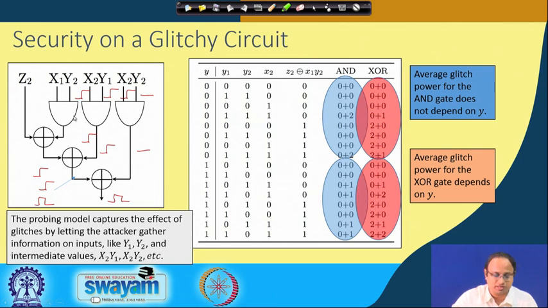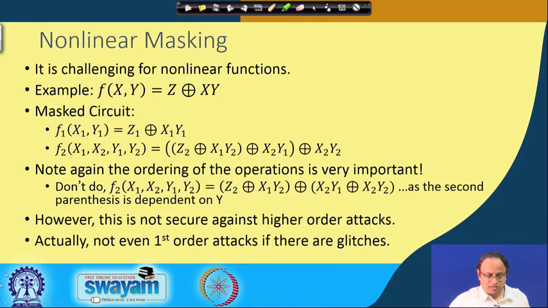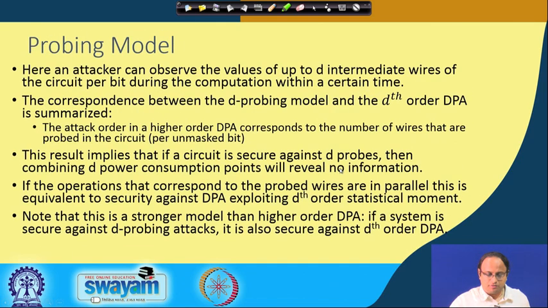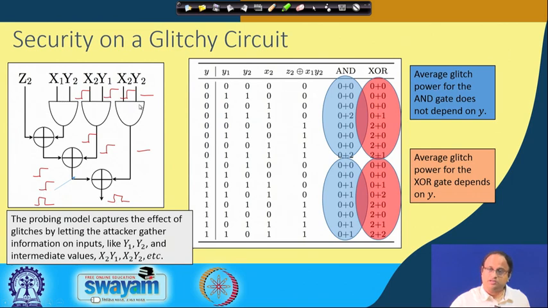This is the masking that we have seen when considering the function f2. If you remember, this is the function z2 XOR x1 y2 XOR x2 y1 XOR x2 y2. So here we are trying to observe this particular circuit, but in the presence of glitches. The probing model is an important point to keep in mind.